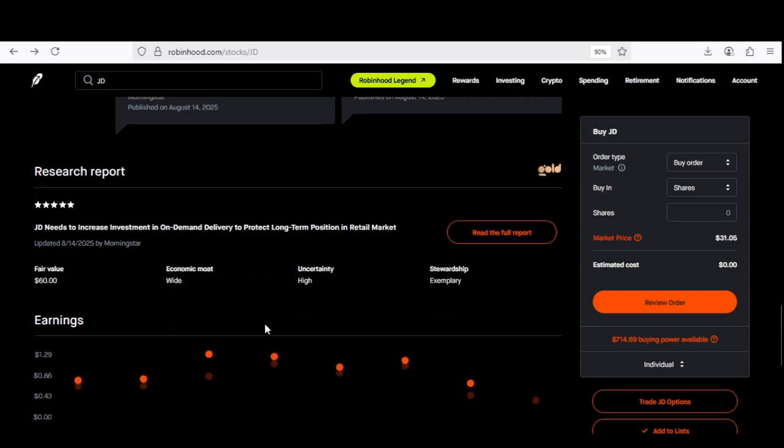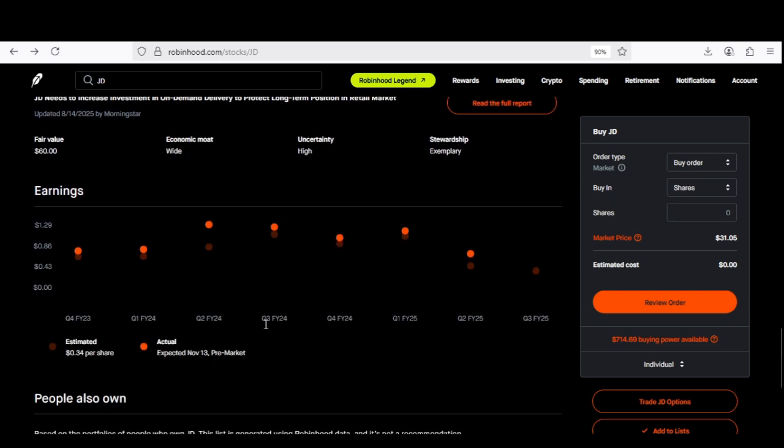Lastly, let's go ahead and see when it's going to be earnings. So earnings is going to be November 13th, which is a while away, so we don't have to worry about that right now. Now let's go ahead and get into the option strategy and the live trade. And for that, we're going to go to trade JD options down here.